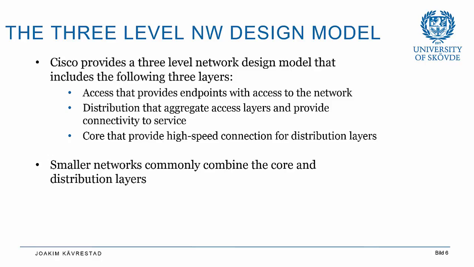First we have the access layer that provides endpoints with access to the network. We have the distribution layer that aggregates access layers and provides connectivity to services. And then we have the core layer that provides high-speed connection for distribution layers. Smaller networks usually combine the core and distribution layer, and then it's called a collapsed core network design.